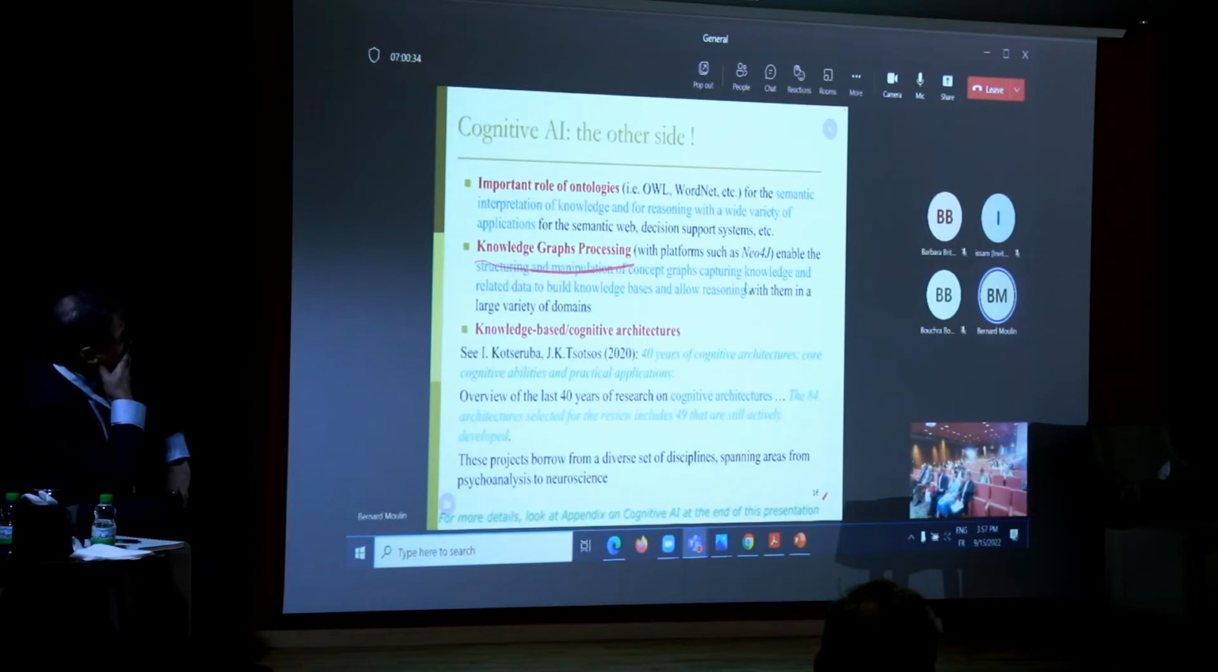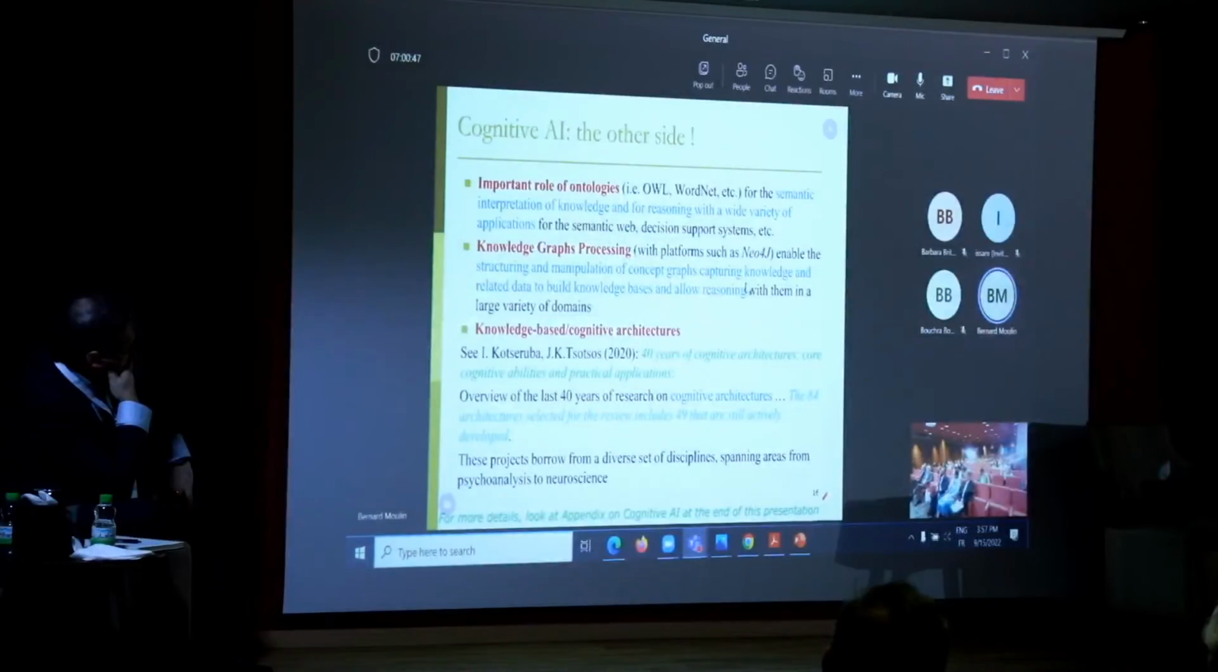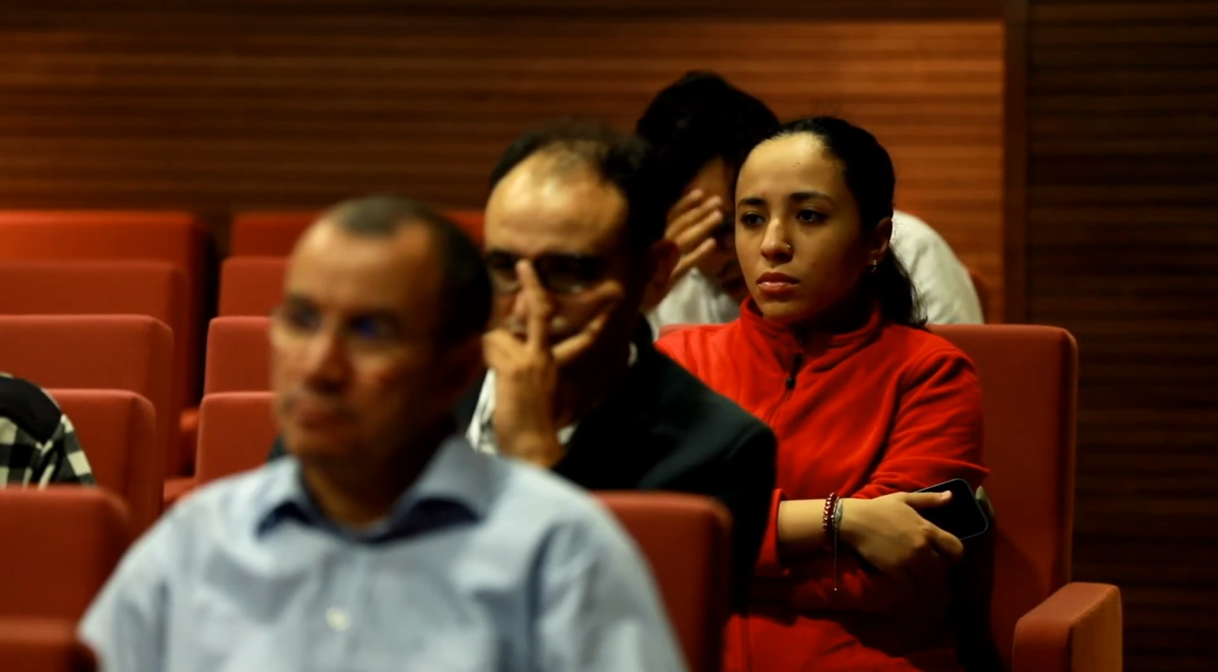There is also the whole area of knowledge graph processing, which has been advanced a lot during the past 20 years with platforms now like Neo4j, which enable you to structure and manipulate concept graphs in knowledge bases and to develop programs that can reason with them. And you have knowledge-based cognitive architectures which have been developed for more than 40 years and which are also available. So you will have details about that in the appendices.